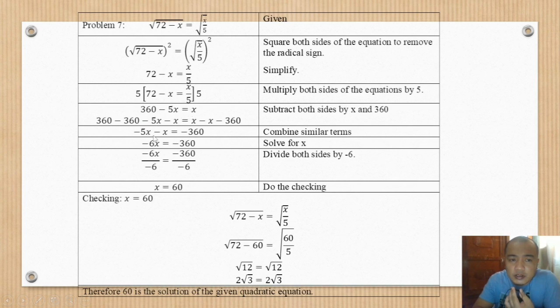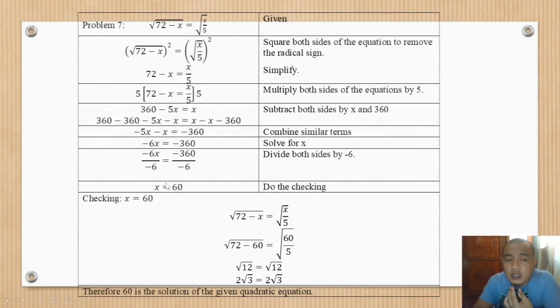Then, transpose x: −5x − x, and transpose 360: −360. −5x − x is −6x = −360. Divide both sides by −6. Cancel, x equals positive 60. So, that's the correct answer.